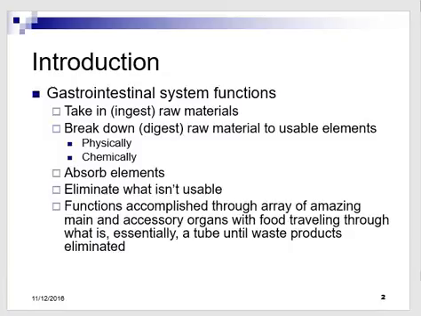The functions of the GI system include to ingest, or take in, raw materials, meaning food, and break them down, or digest the raw materials into a usable element for the body, either physically first and then chemically, absorb the elements, and eliminate what is not usable. The functions are accomplished through an array of amazing main and accessory organs, with food traveling through what is essentially a tube until the waste products are eliminated.